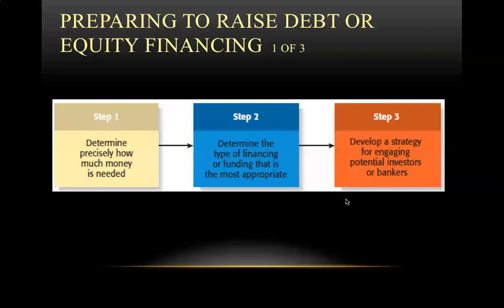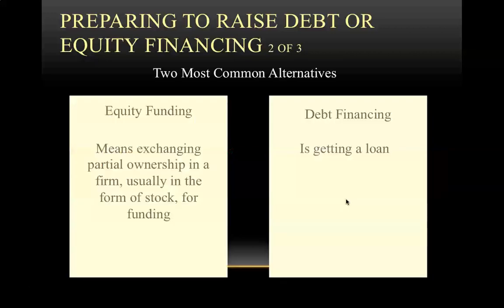Step 2, once we know how much we need, determine the type of financing or funding that is most appropriate. So if I realize that I need 2,000 BD, I could get a loan off my family or friends. If it's 10,000 BD, I might go, right, I need to get a bank loan here, and if it's 100,000 BD, maybe I need to get an investor in and trade off some of the ownership of my company. So then you develop a strategy for engaging either that investor or banking. So that's just the steps in it.